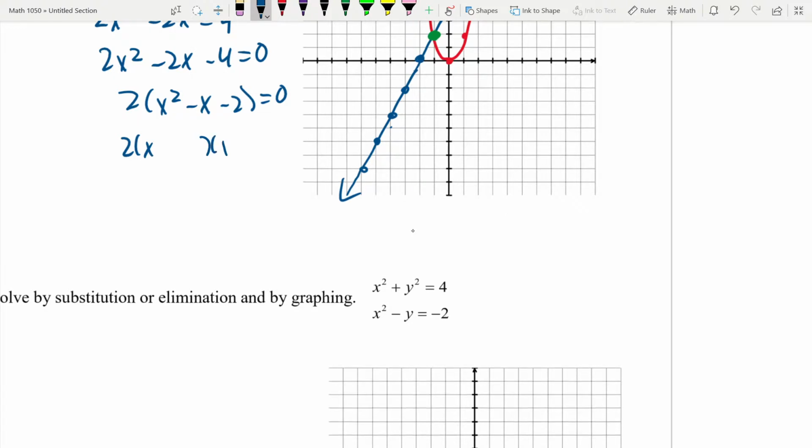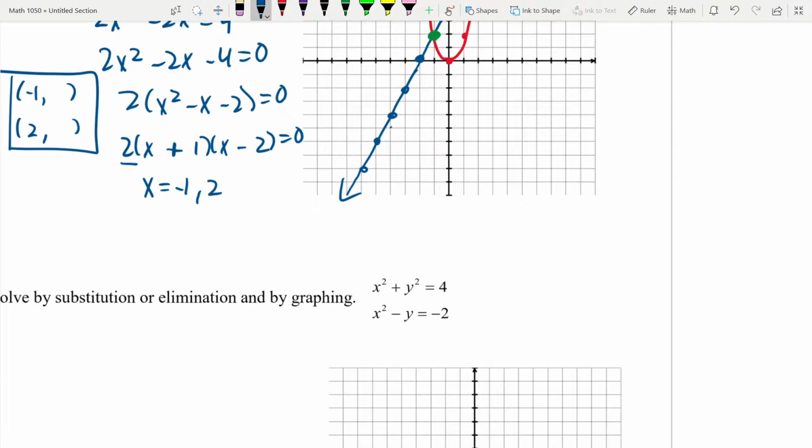Factor, and it goes to x and x. The 2 goes to a 2 and a 1. Signs are different. Biggest is a negative. Looks like that. The 2 does not give me a solution. The x gives me a negative 1. The other one gives me a positive 2. So I know my answers are going to be -1 comma something and 2 comma something.